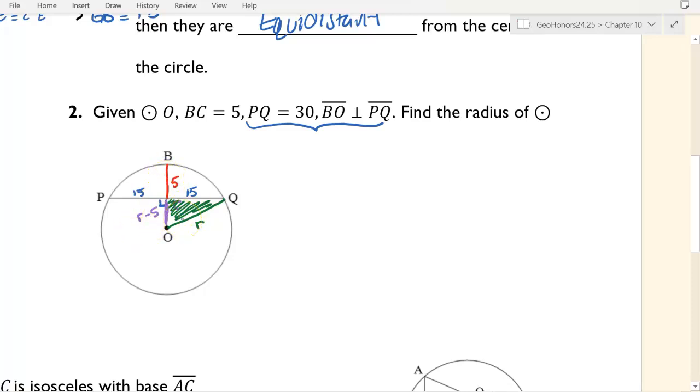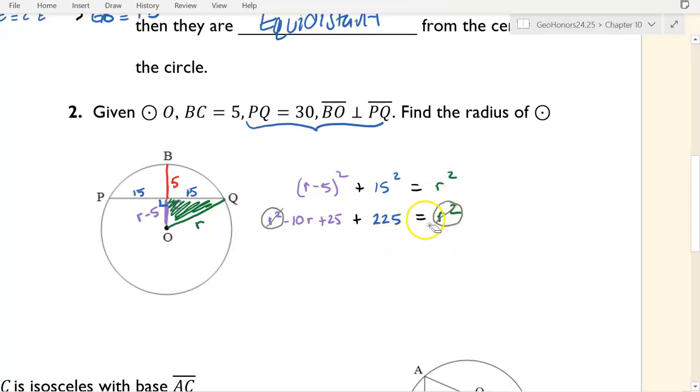And now I have my right triangle that I can use the Pythagorean theorem to solve. I have a leg of r minus 5 that I'm squaring, plus my other leg, which is a length of 15 that I'm squaring, and I can set that equal to the hypotenuse, which is my radius, squared. Now I've got to solve an algebra problem. In this case, I do get r squared on both sides of this equal sign. When I subtract r squared from both sides, those will go away. Be careful with your algebra here.